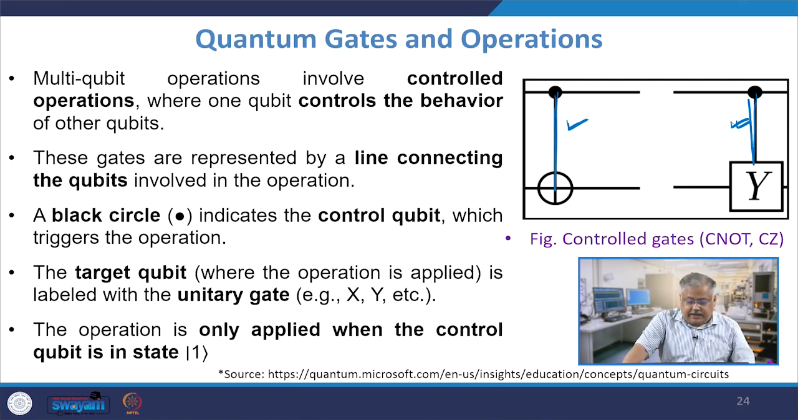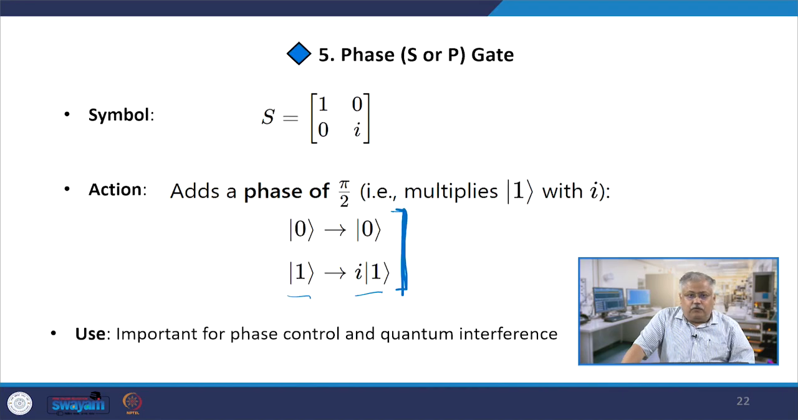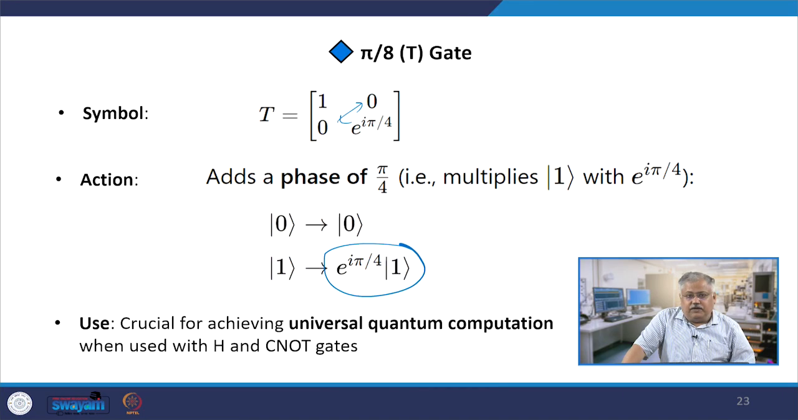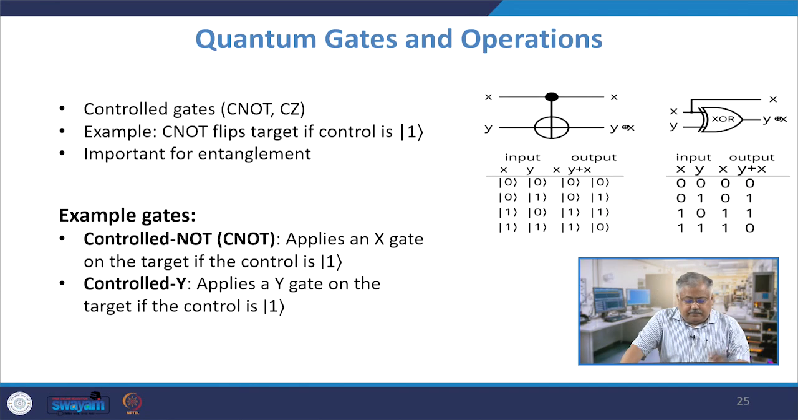Now a black circle indicates the control qubit, which triggers the operation. This is the black circle which you see here, and this is the black circle which you see here. The target qubit is labeled with a unitary gate, so this X and Y are labeled as unitary gates, and the operation is only applied when the control qubit is in state 1. So whenever it is in state 1 and you want to change the phase, because in the previous discussions nowhere have I changed the 0 weight, it is only the 1 weight which is changing. So here also we are applying the external voltage to change the 1 bit. This is a basic example of a quantum CNOT gate and a CZ gate.